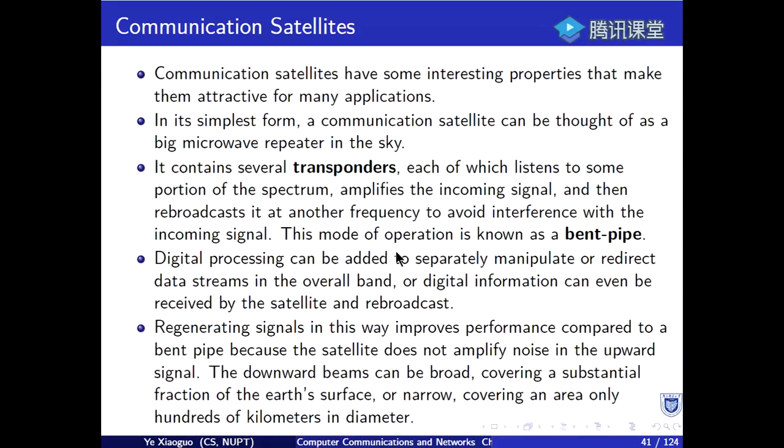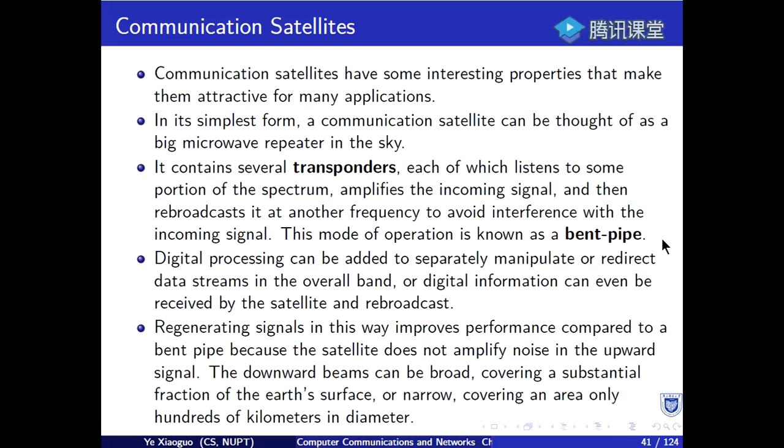Then we will talk about communication satellites. Communication satellites have some interesting properties that make them attractive for many applications. In its simplest form, a communication satellite can be thought of as a big microwave repeater in the sky. It contains several transponders, each of which listens to some portion of the spectrum, amplifies the incoming signal, and then rebroadcasts it at another frequency to avoid interference with the incoming signal. This mode of operation is known as a bent pipe.